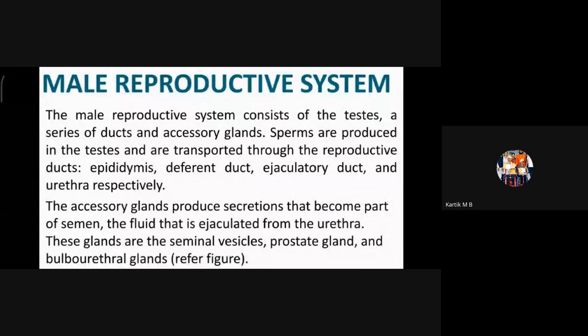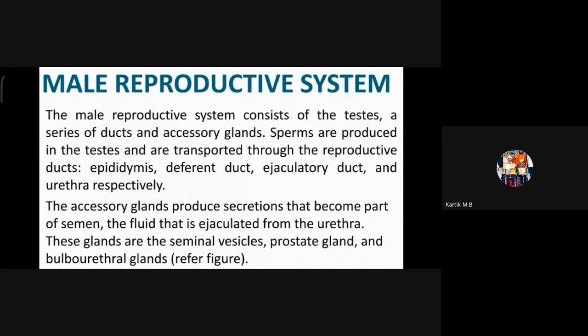So, primary sex organs in male or female are known as gonads. In male, testes are the primary sex organs, testes are the gonads. Sperms are produced in testes and are transported through the reproductive ducts. Those are epididymis, vas deferens, ejaculatory duct, and urethra respectively. So when sperm is produced in testes, they are transported through epididymis, vas deferens, then ejaculatory duct, and urethra respectively.